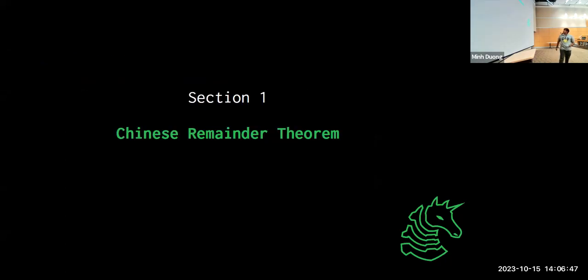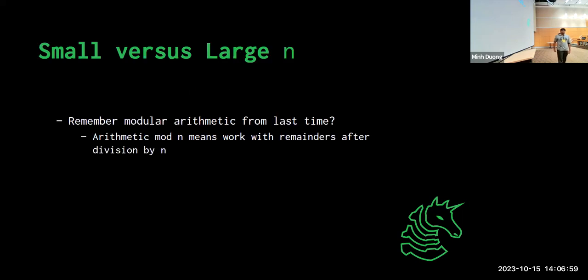Okay. So for the first section, we're going to go over the Chinese Remainder Theorem, which is a big part of what we'll build on for some of the upcoming sections. So remember modular arithmetic from last time? Well, it gets even more intense now. Arithmetic mod n means we work in a closed circle with respect to the modulus n. So we are able to cycle integers every time we process, essentially.